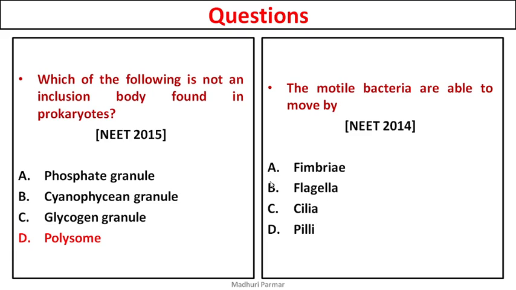Motile bacteria are able to move by fimbriae, flagella, cilia, pili. We again come across the same type of question. The answer here is flagella. Motile means the bacteria which can move around. Motion, like mobile. Same thing, motile. So motile bacteria are moving around because of flagella.